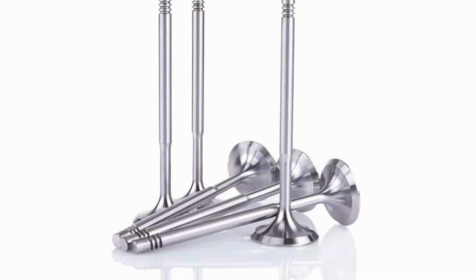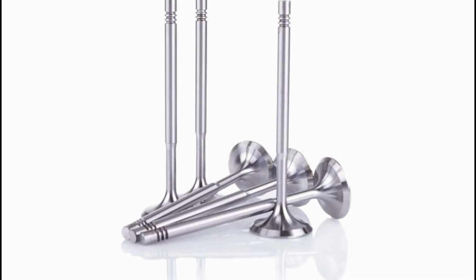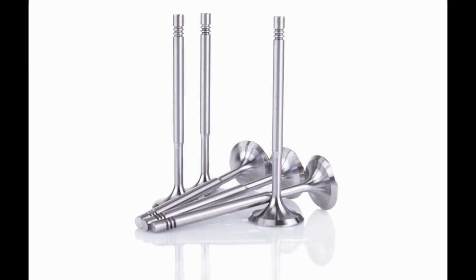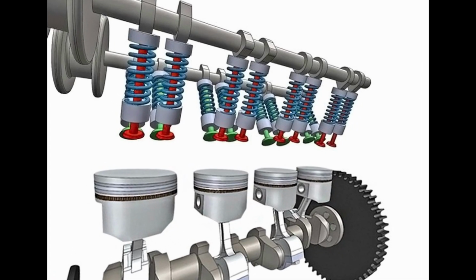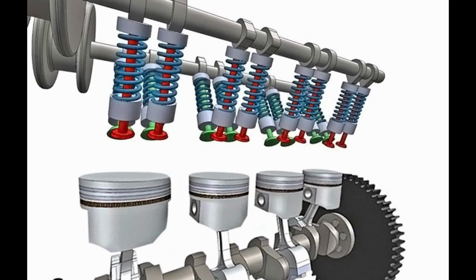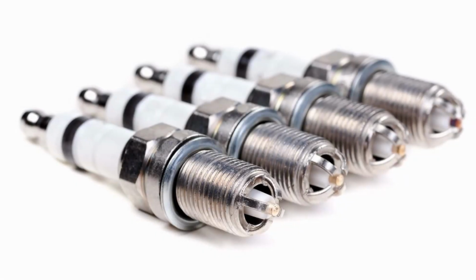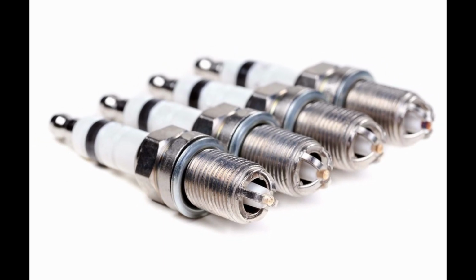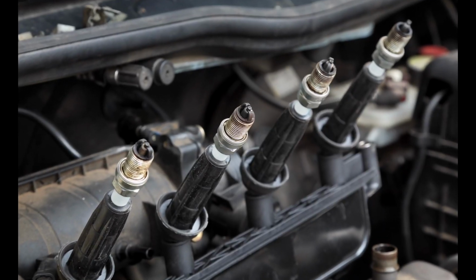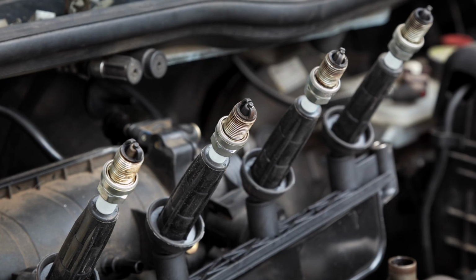Valves. They control the air and fuel entering the cylinders and the exhaust gases exiting. The intake valves open during intake, and the exhaust valves open during exhaust. Spark plugs. They ignite the air-fuel mixture in spark ignition engines. The spark plug creates a spark that causes the mixture to explode on the compression stroke.